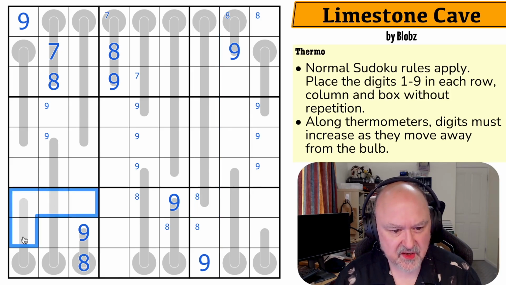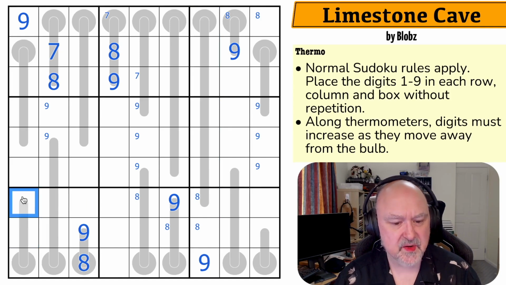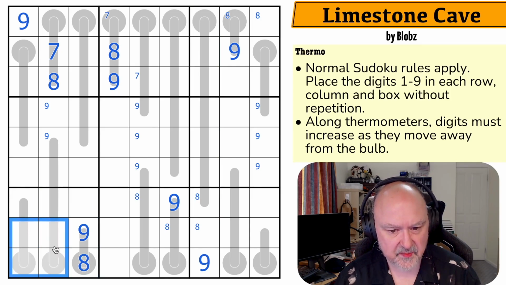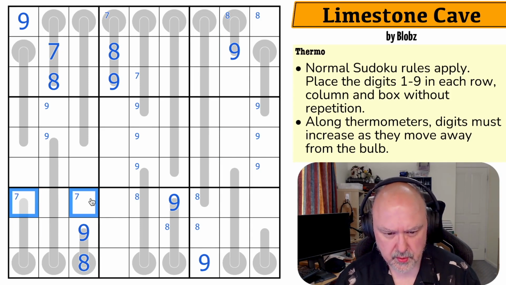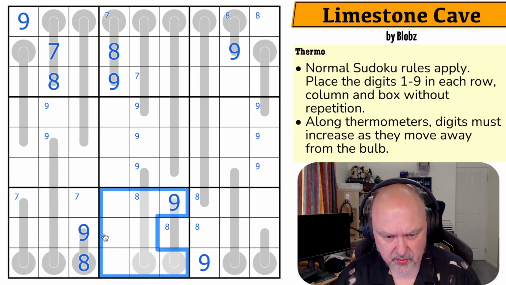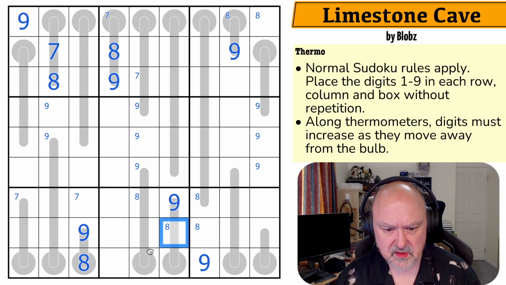Where does 7 go in here? 7 here would need an 8 higher. So 7 could go at the end of a thermo because there's no digit I could put higher than it. So 7 can't go in any of those. 7 is in one of those 2, which means in this box, 7 can't go down here. Oh, it could go there.